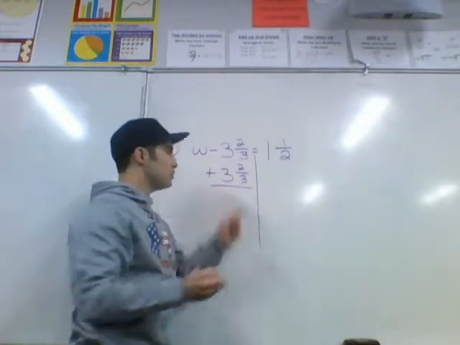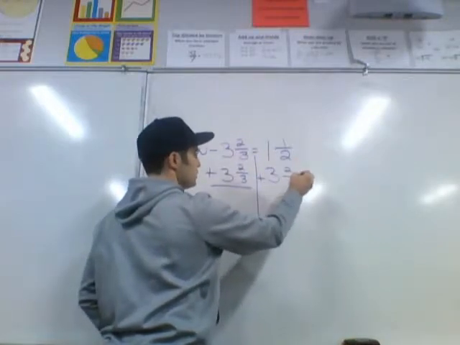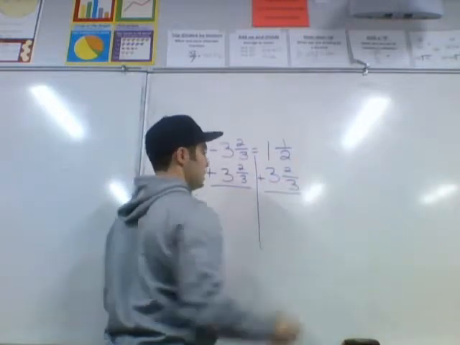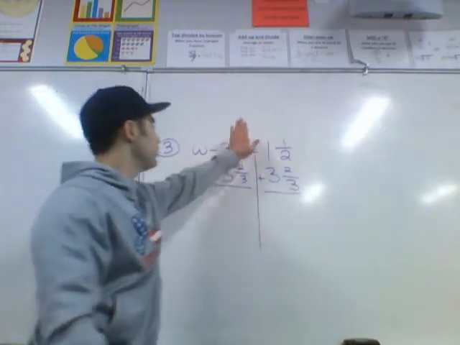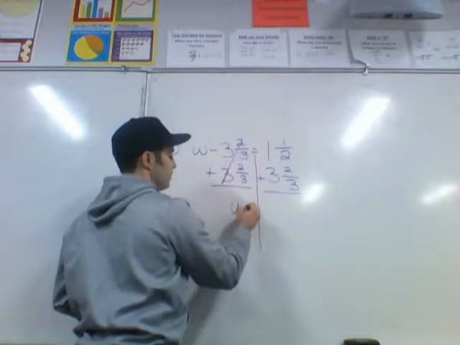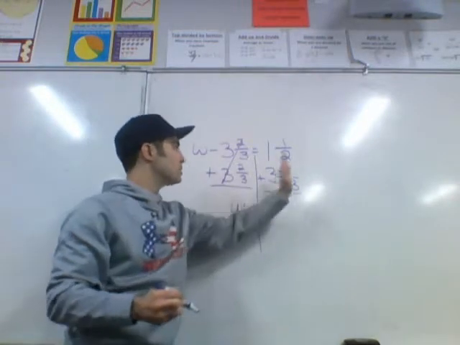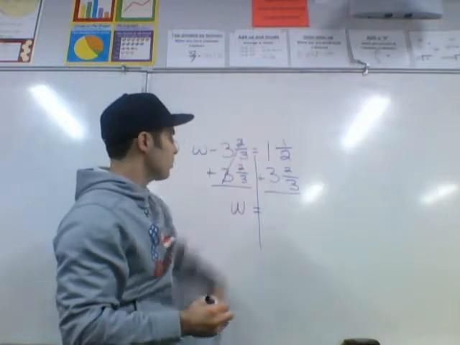Okay? If I add 3 2/3 to this side, I got to add 3 2/3 to this side. Okay? Now we have a whole new problem. Don't even look at this side of the problem. Actually, you can cancel that out, and all we have left on this side is w equals. So we're done with this side of the problem. Now we're just going to do this. Act like this is just a normal addition problem.